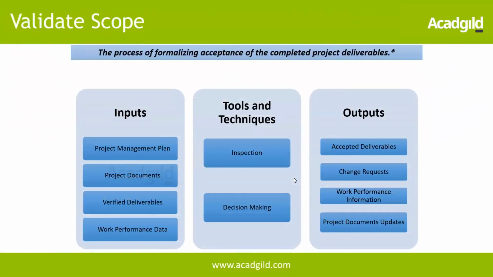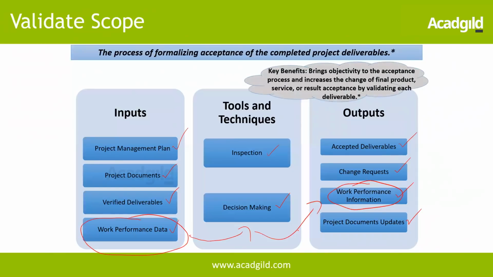So the inputs: project management plan, project documents, verified deliverables, work performance data, and tools and techniques: inspection and decision making. And output, the key is accepted deliverables, the change request, and the work performance information, and project documents updates. So one tip I can give you is, wherever you see this work performance data as an input, you will see work performance information as an output. So the raw data after processing becomes work information after performing actions.